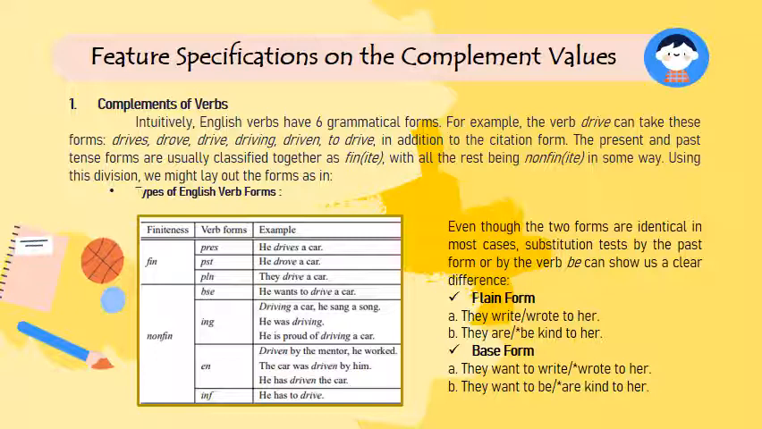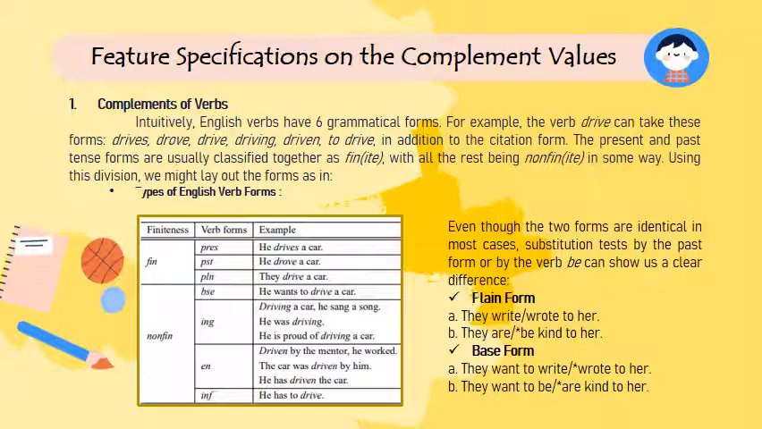Even though the two forms are identical in most cases, substitution tasks by the past form or by the verb be can show us a clear difference. 13a. They write to her. 13b. They are kind to her. 14a. They want to write to her. 14b. They want to be kind to her.